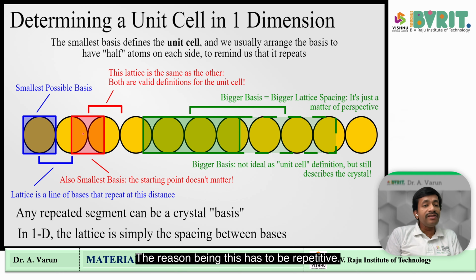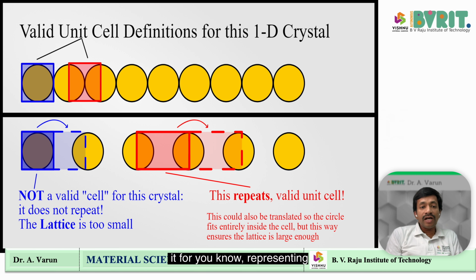Why? The reason being this has to be repetitive. If I show this part and then repeat it, it is possible in this case. Anything that is a repeating segment, that is the basis of the crystal. So let us move on to representing it with the gap between the two atoms.